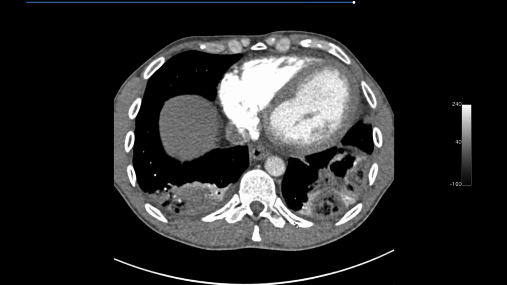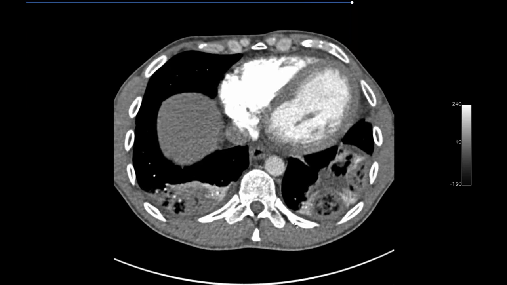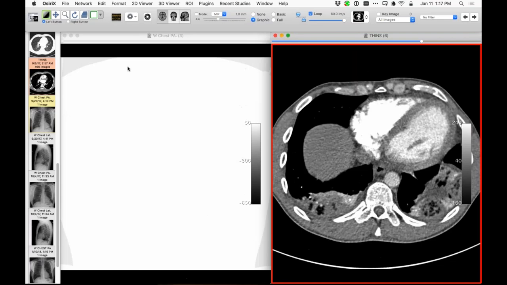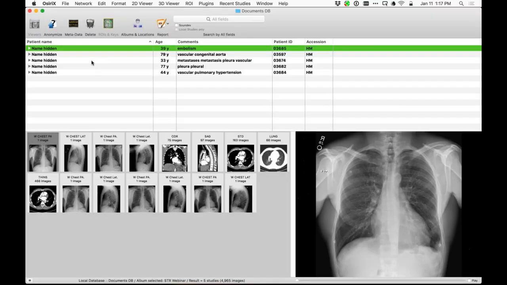Cool. Oh, yeah, and 9 out of 10 radiologists will call it pneumonia too. Not thoracic radiologists, but general. And I agree with you, though. It's an important point to make that that's characteristic of infarct.